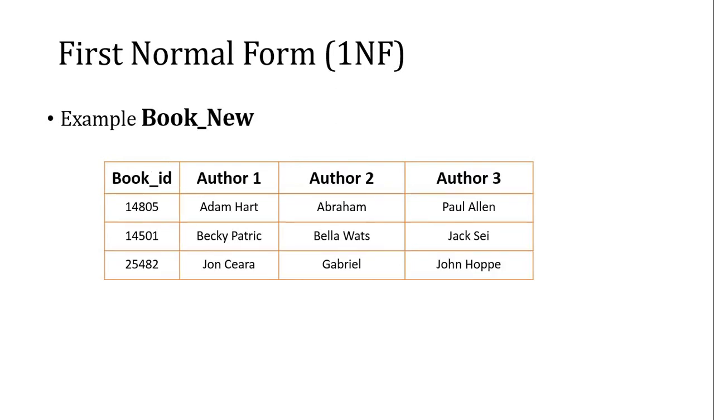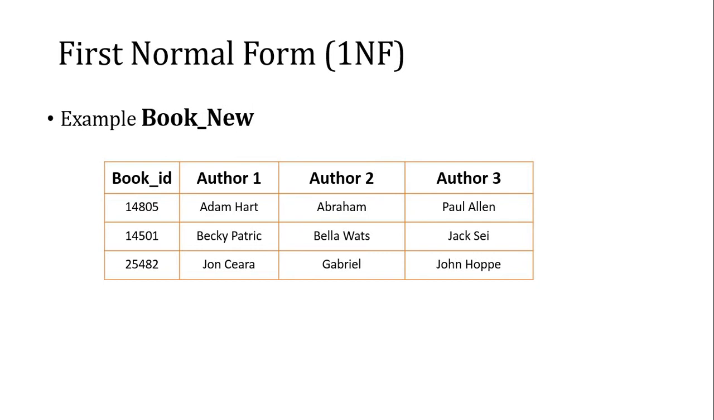So we can do it like that. If we just change the thing, first of all we have to create a new table. It is book_new. So we can change the author attribute. So that is author 1, author 2 and author 3. It is an easy solution first of all.